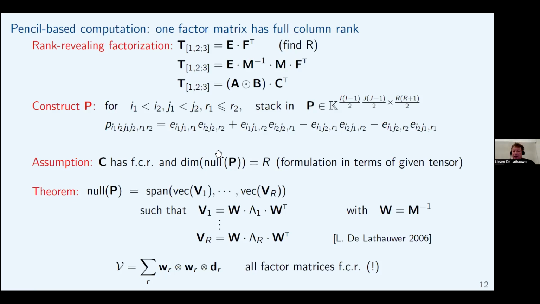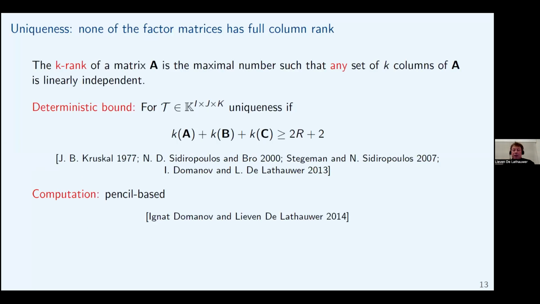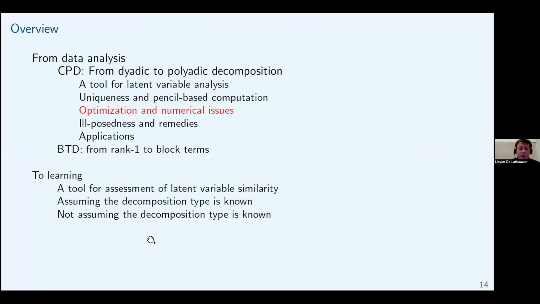eigenvalue decomposition. And it actually works in the following way: from the tensor, you can construct an auxiliary tensor. And this auxiliary tensor is such that all the factor matrices have full column rank. So for the auxiliary tensor, the first theorem was satisfied. And then you use the first theorem to do the generalized eigenvalue decomposition, and you can solve the more general problem. There are even more general conditions like Kruskal's and even others, but I won't discuss them.